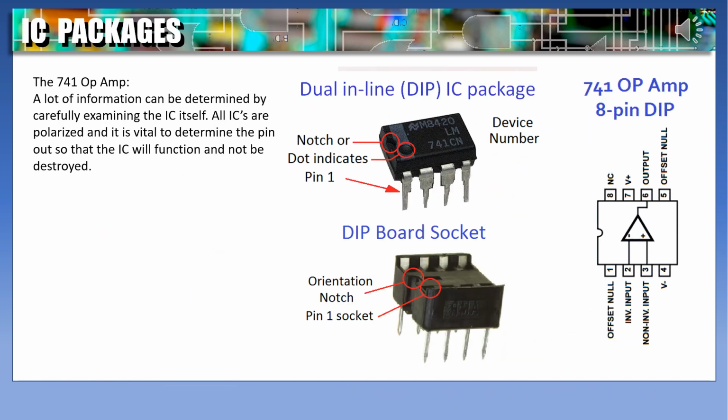Most IC packages that we will be working with are what they call dual inline packages, or DIP. The 741 op amp. There's a lot of information that can be determined by carefully examining the IC itself. All ICs are polarized, and it is vital to determine the pinout so the IC will function and not be destroyed.